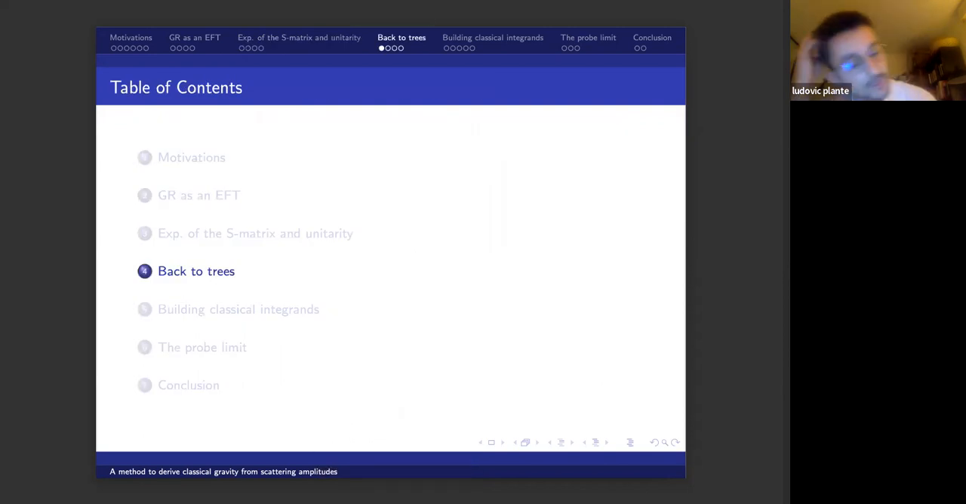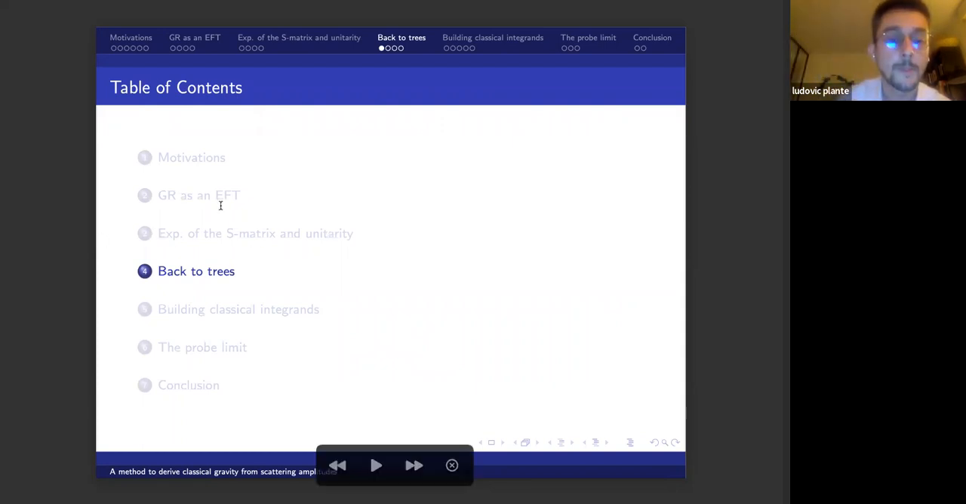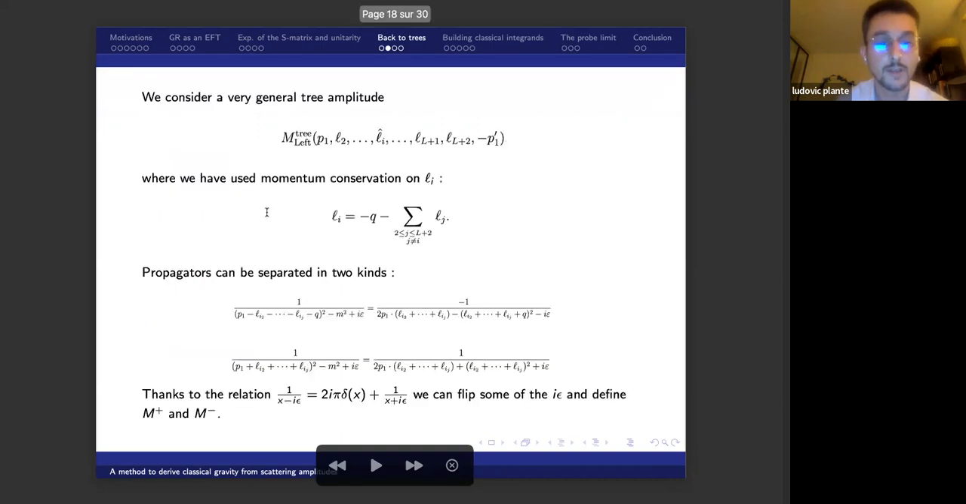So the idea is to say, okay, what can we do with the trees, and can we write the trees in a specific way so that we can use our exponentiation and cancel the superclassical terms at the level of the integrand. So the idea is to consider a tree amplitude where you have 2 scalars that emit n gravitons, and you pick a specific graviton momentum, like L_i here, and you express it with momentum conservation in terms of q, the momentum transfer, and the other gravitons' momenta.